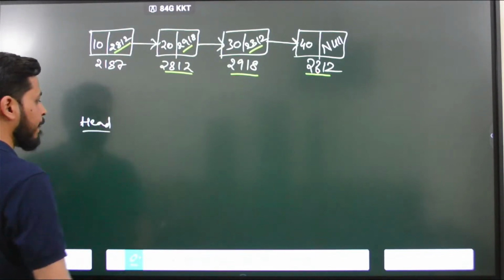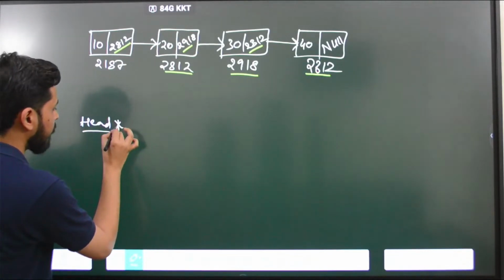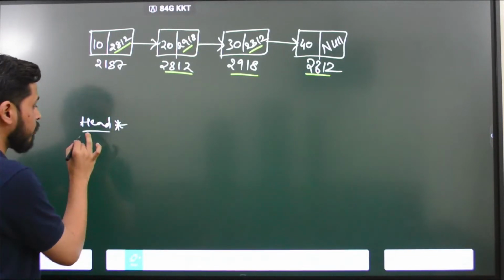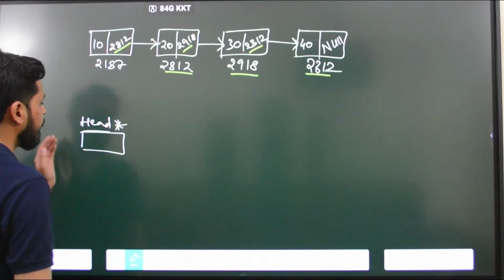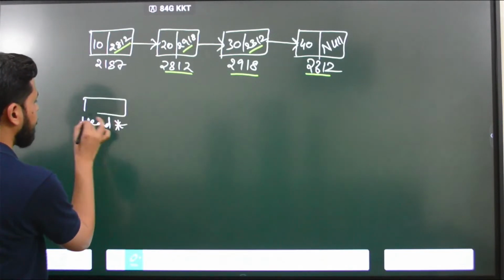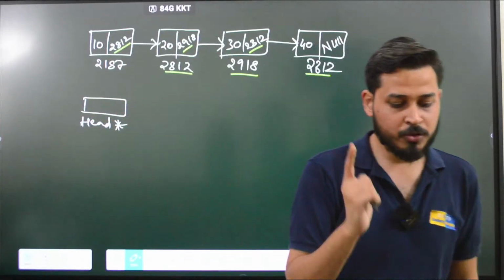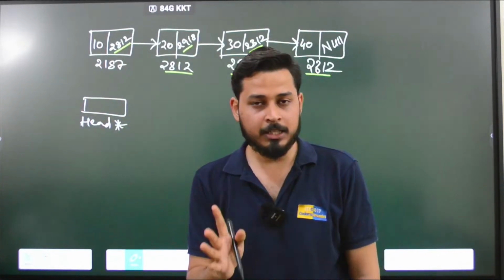Head is a pointer. Head is a pointer which stores the address of the first coming node, the very first node. So in this case, head is not a node, guys. Number one point: head is not a node.